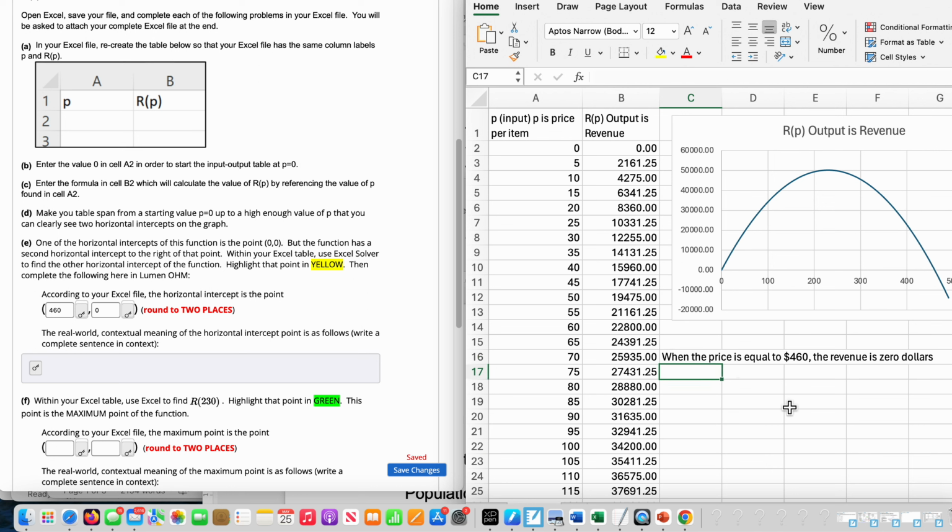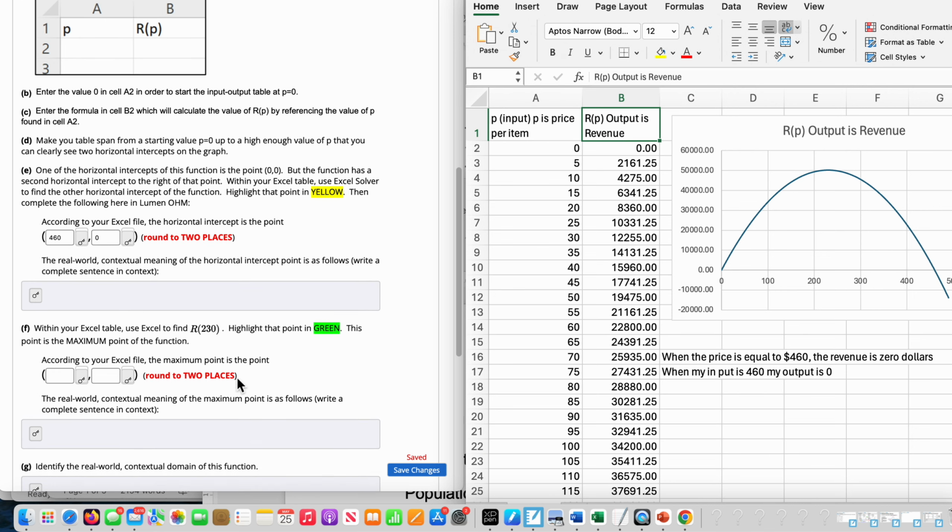And so this is just when my input is 460, my output is 0. And I just want to make sure that I'm talking about, well, what is the input? In this case, my input is price, and my output is revenue. So I want to make sure that I reference the specifics of the context of my problem.